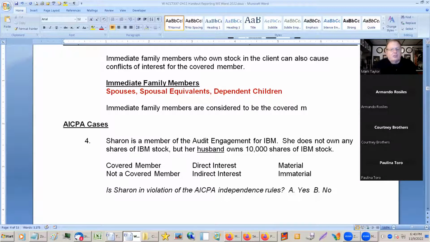Immediate family members are considered to be the covered member. So if I go home and give the IBM stock to my child and say, here you go, give me this, whatever, that is the same as me owning stock. Immediate family members are considered to be the covered member. In other words, it would be the same as the covered member, and all the same rules apply.